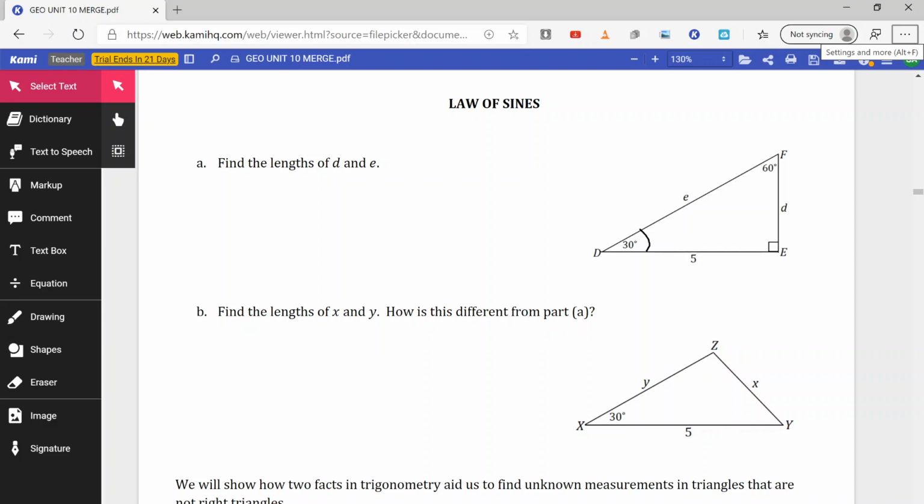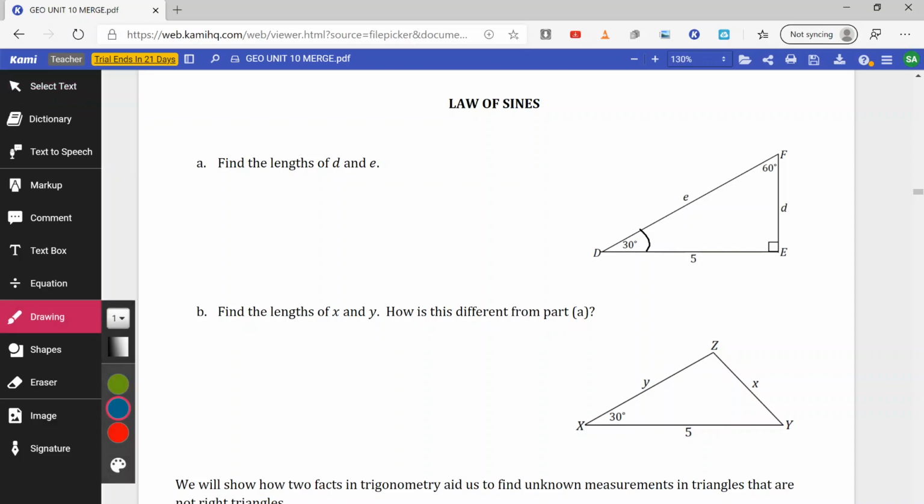review here, we need to figure out the lengths of sides D and E in this triangle. So, triangle DEF, we're told we have angles of 30, 60, 90, sides E, D, and 5. What we can do is use our trig ratios here because we have a right triangle, and we can figure out exactly what the sides D and E are. We can use our trig acronym SOHCAHTOA to figure out these lengths.